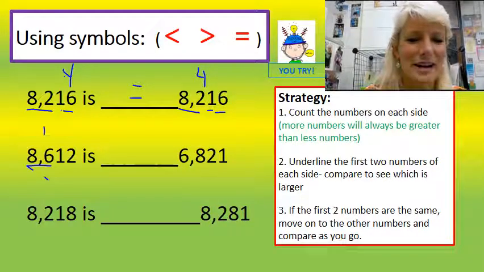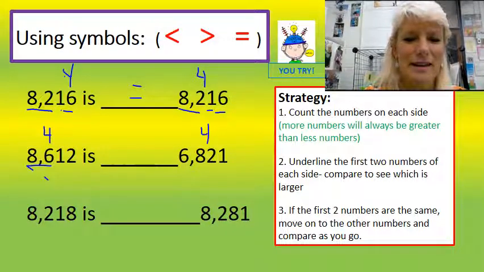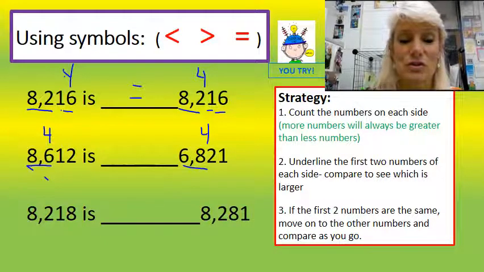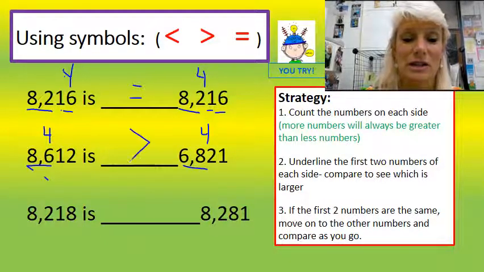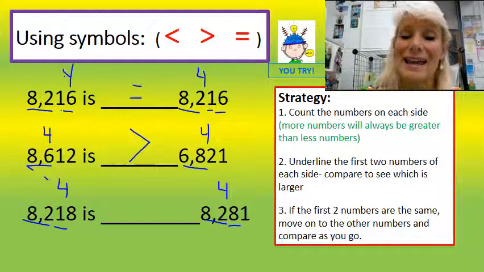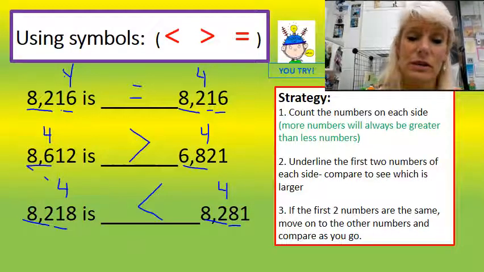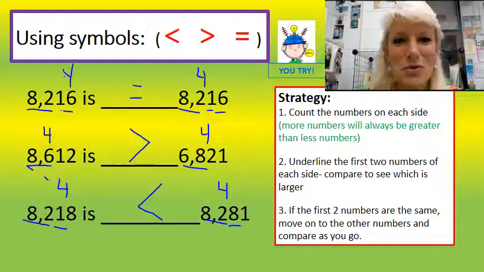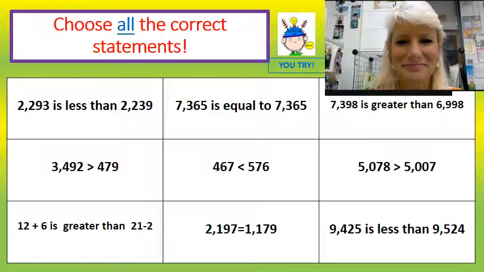All right, I see 4, and so I'm comparing the first 2 numbers. 86 is going to be larger, so greater than. I see 4 on either side. 82, 82. I'll check my next number. I have a 1 in the tens and an 8 in the tens. I know that 8 tens is greater than 1 ten. So I hope yours matched mine.